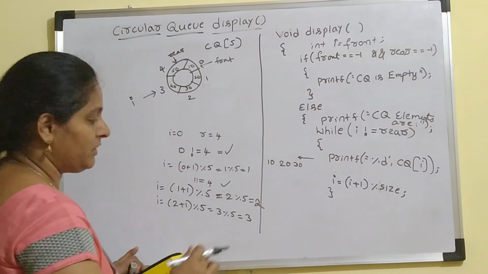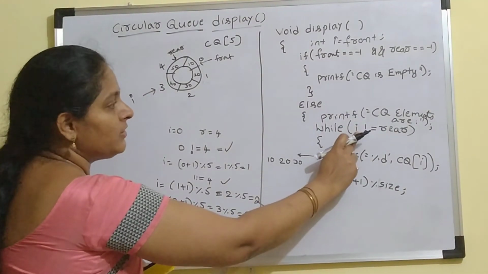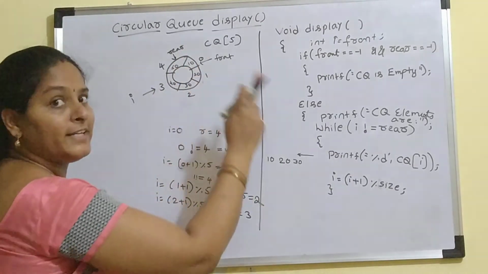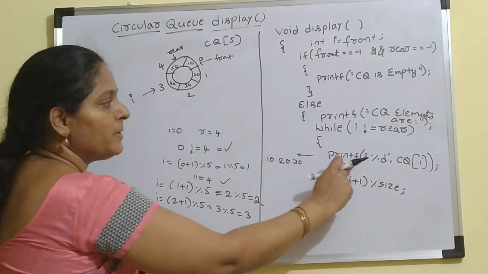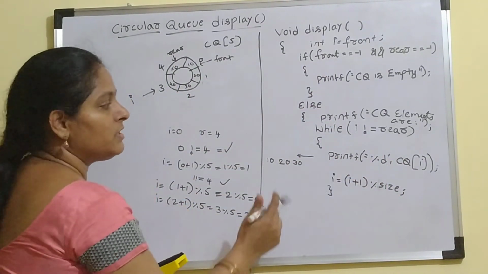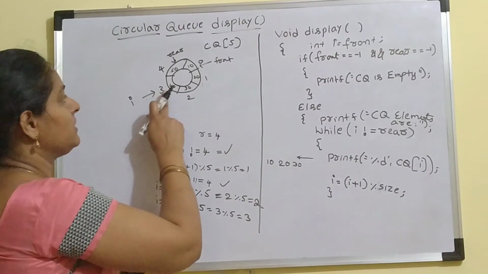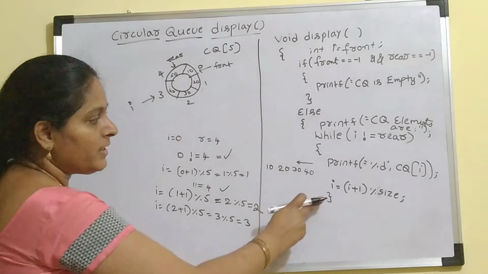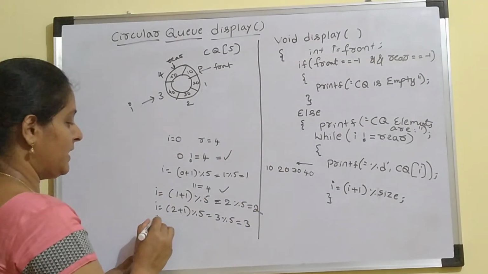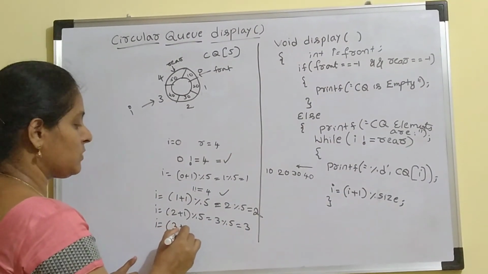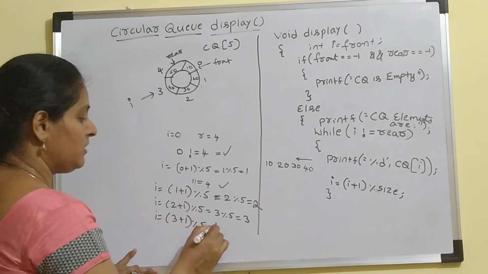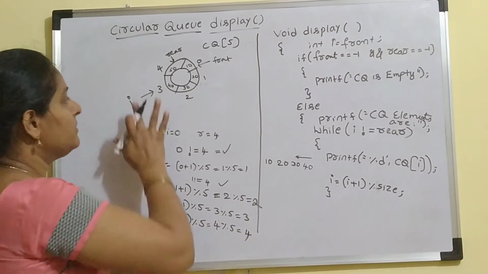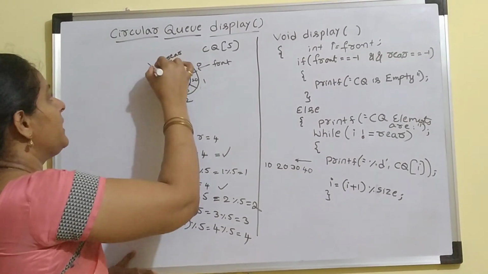With I value as 3, we will check this condition again. 3 not equal to 4. Condition satisfied. We will enter into this loop. Printf percentile D of CQ. CQ is C of 3. C of 3 value is 40. 40 will be printed. Next I value will be incremented. Now I value equal to 3 plus 1 mod 5. So 4 mod 5. 4 mod 5 means 4. So I becomes 4.